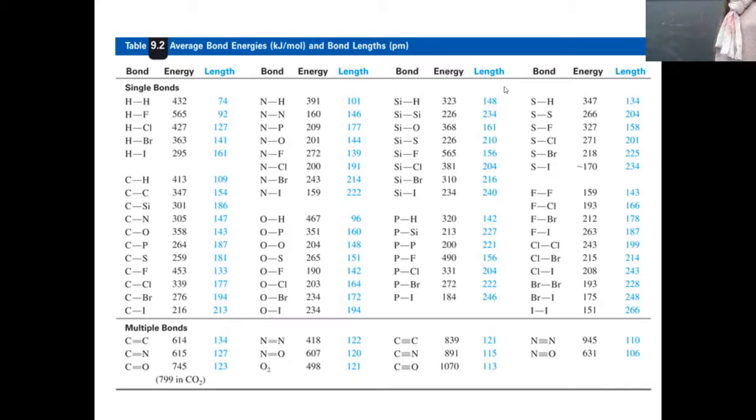Let's look at the energy now. What happens to the energy as the bond gets longer? Yeah, so the hydrogen to the fluorine's a little bit off, but otherwise it gets smaller. As a general rule, the longer the bond, the weaker the energy. And we can see it's not 100% true, but as a general rule, the longer the bond, the weaker the energy.